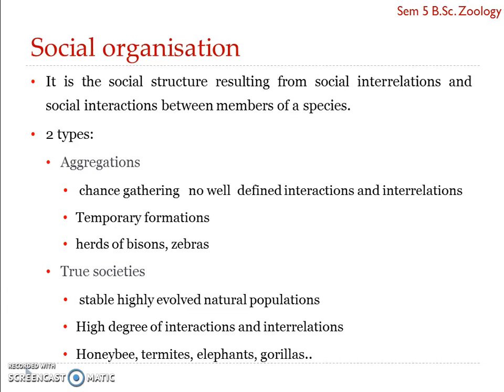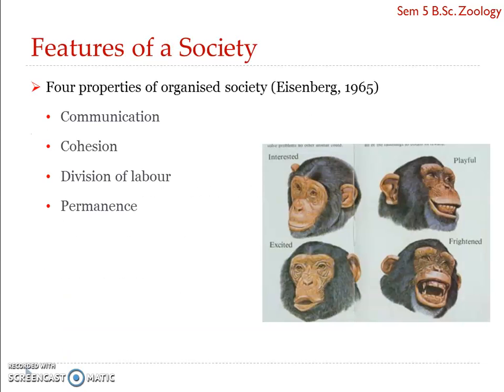So I hope what is social organization and the types of social organization is very clear. Now we can pass on to the features of a society. Four properties of an organized society have been recognized, proposed by Eisenberg in 1965, and these four properties are communication, cohesion, division of labor, and permanence.